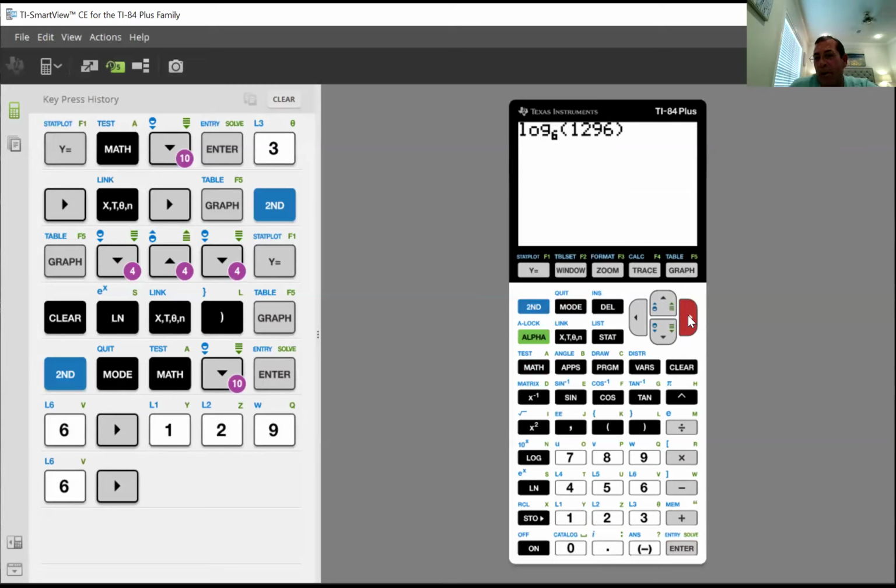So if you notice now, it looks exactly like my problem. Other than the problem don't use parentheses. The calculator uses parentheses just to keep the result there, okay? Now we're going to hit enter, and look at that. We get a 4. So 6 times 6 times 6 times 6 equals 1,296.